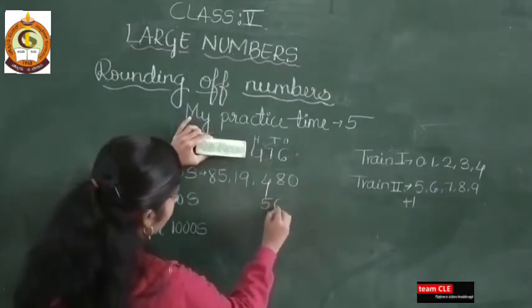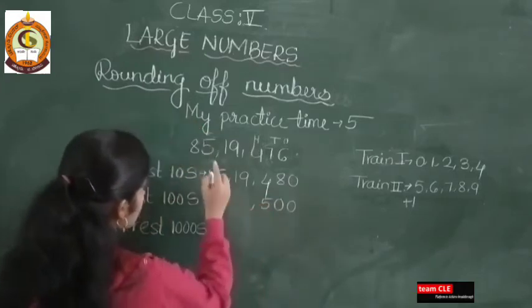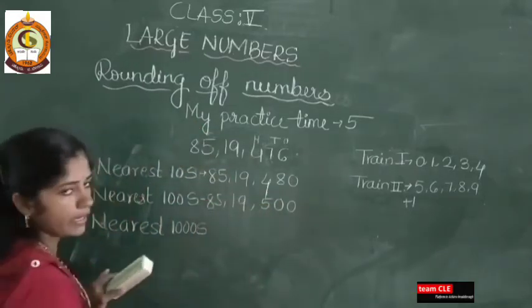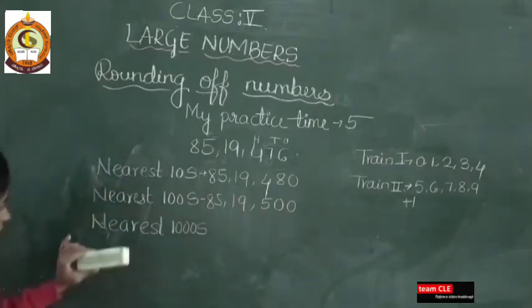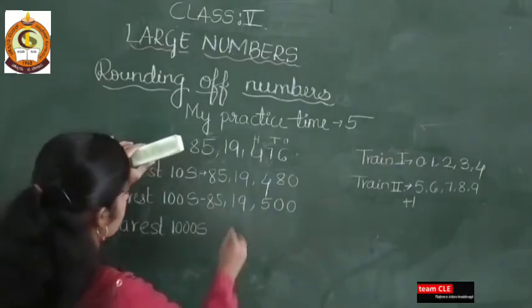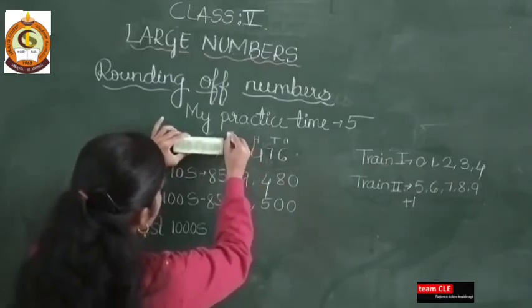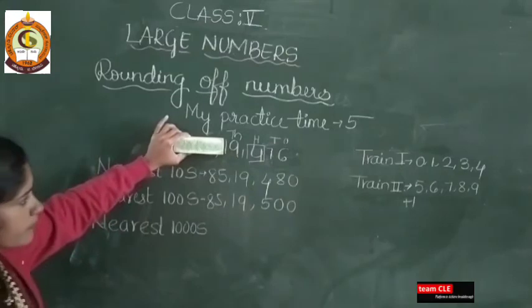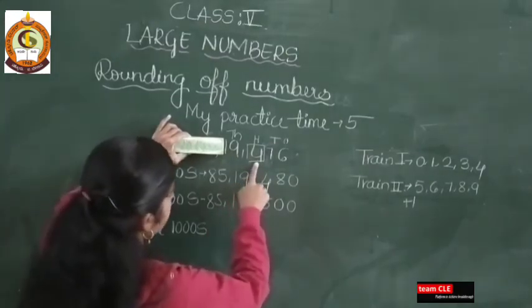It becomes 500 and the remaining digits stay as they are, 85 lakh 19,500. Next, nearest to thousands. Again you need to see the 1000 place, but you have to look at the 100 place. Okay, the 100 place is there.